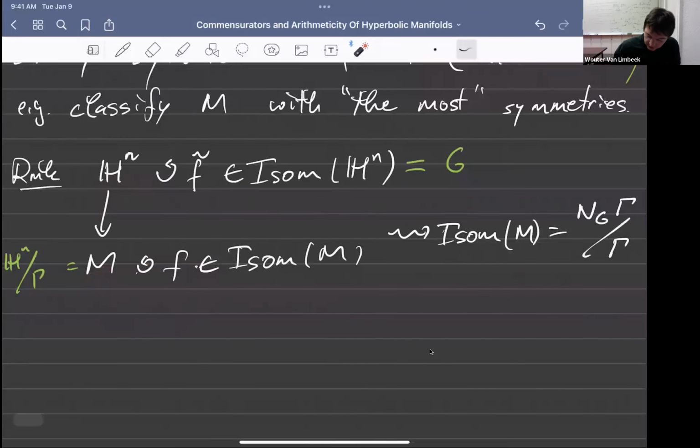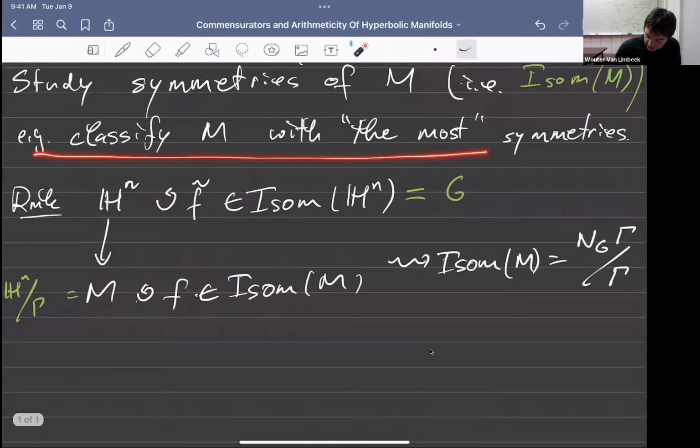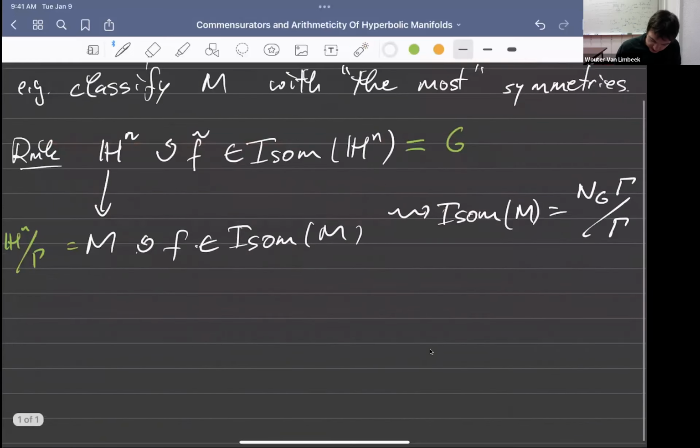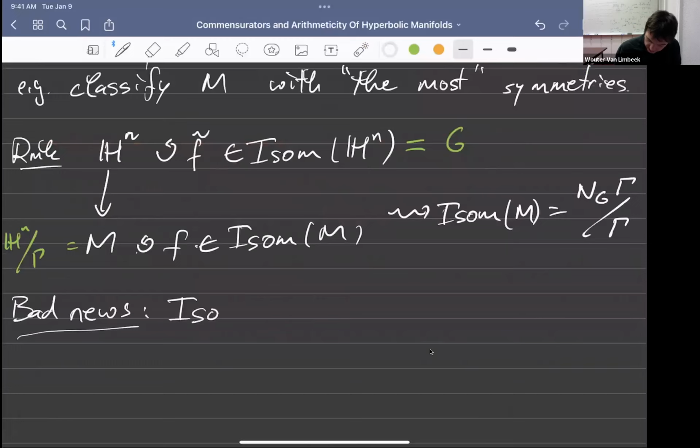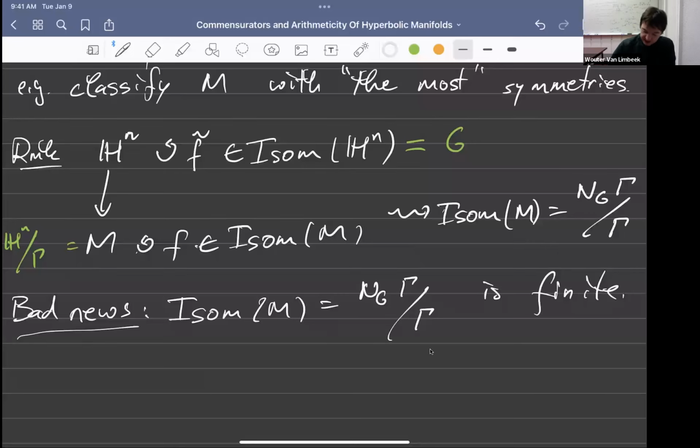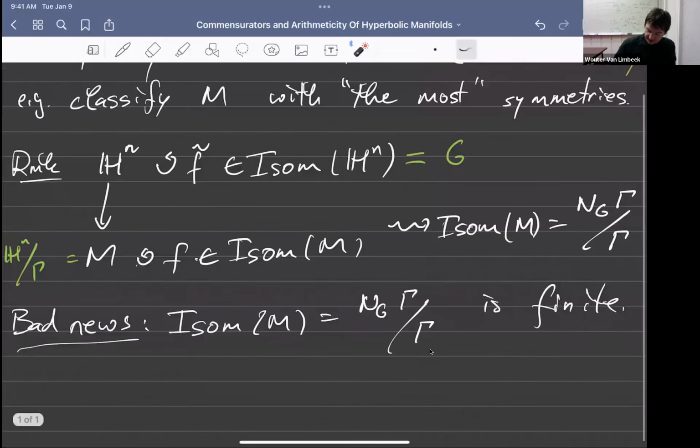And now there's some bad news for my question over here, and maybe everybody knows this already, but the bad news is that this group is finite. So this normalizer modulo gamma is always finite. And so one possible future for this talk is that I now turn into a finite group theorist, and I try to study how large this can be, but that is not the direction I want to take.